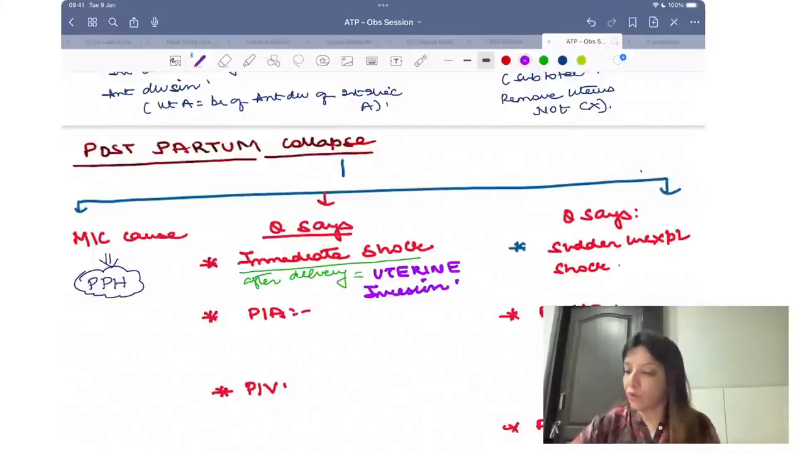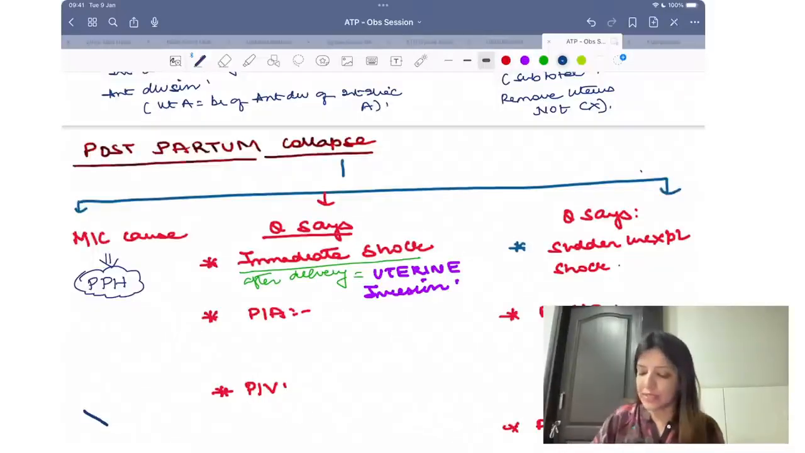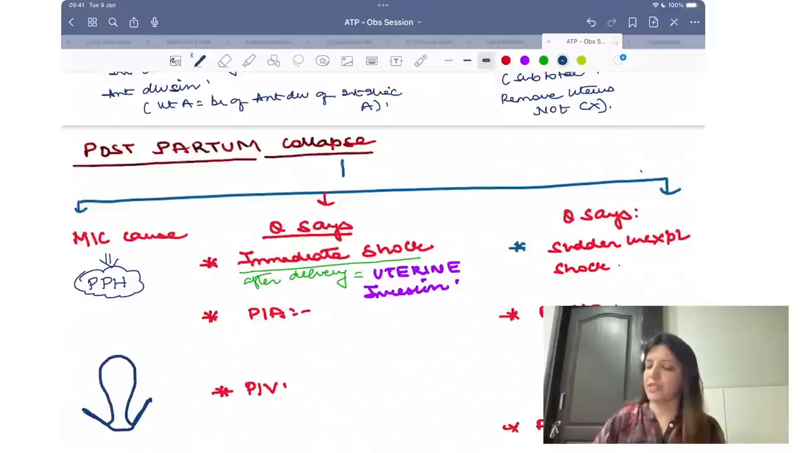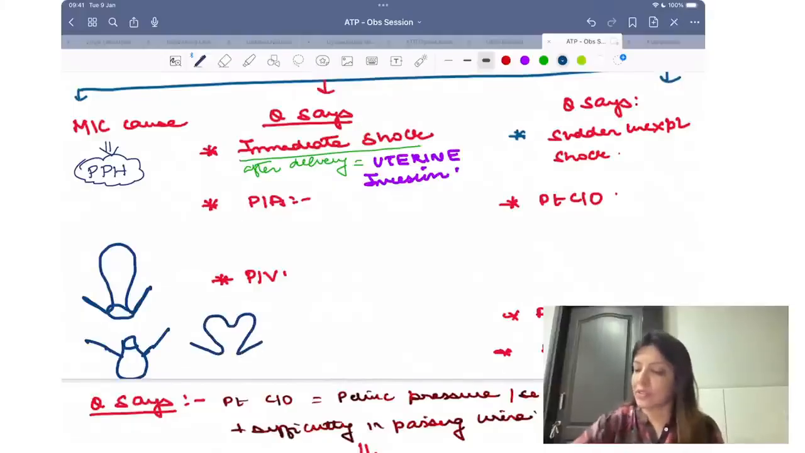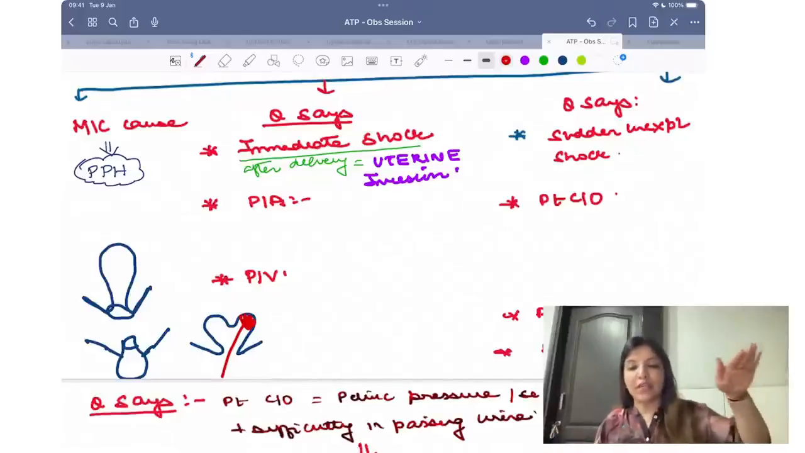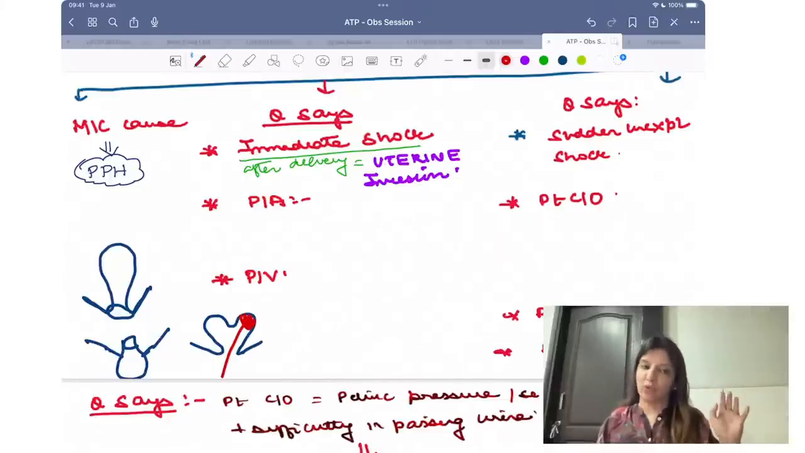Uterine inversion. Now, in a case of uterine inversion, if these are the supports of the uterus, and this is normally how the uterus is present, in uterine inversion, the uterus will invert and it will be like this. You know why uterine inversion happens? Because the placenta was not separated and I have pulled the cord. So either the fundus of the uterus will dip or the entire fundus of the uterus will come out. Right? Both these are uterine inversions.